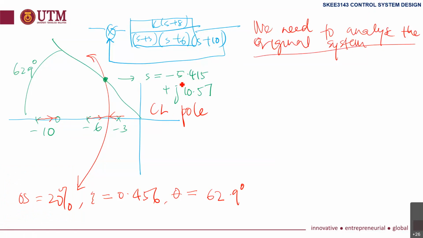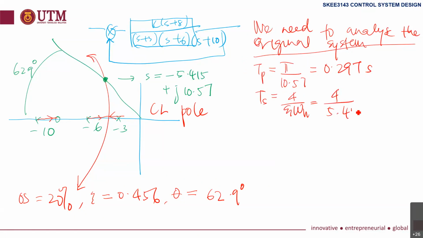Based on the closed loop pole, we can calculate TP, which is pi over omega D, and this is 0.297 second. We can calculate TS, 4 over zeta omega N, 5.415, which is 0.378 second. We can also calculate error.